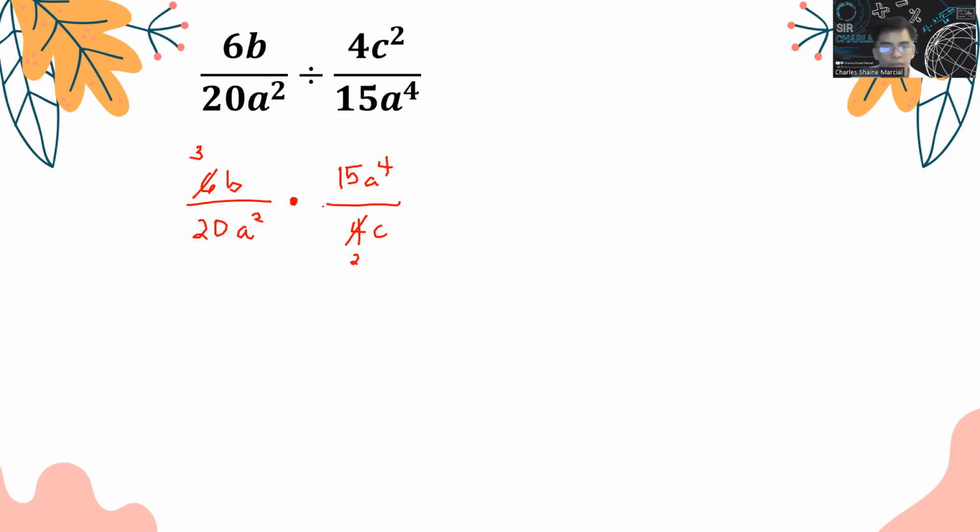And for 15a raised to 4 and 20a squared, cancel out natin yung 15 and 20 because they have common factors na 5. So divide natin by 5. 15 divided by 5 is 3 and 20 divided by 5 is 4. Then let's multiply the remaining terms. 3 times 3, that is equal to 9 times a raised to 4, 9a raised to 4. We have also 4 times 2 times a squared. 4 times 2, that is equal to 8.